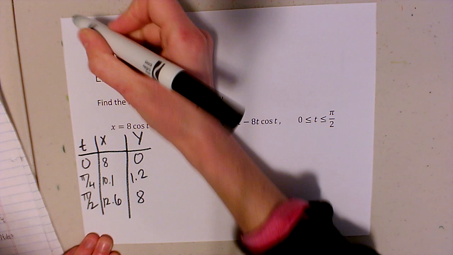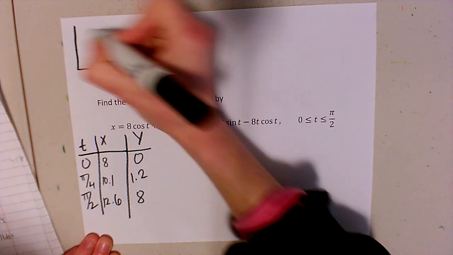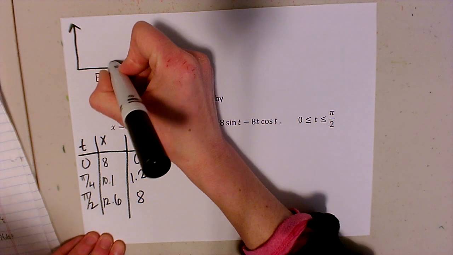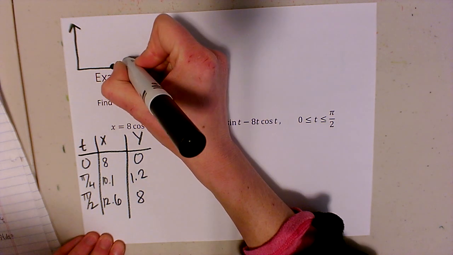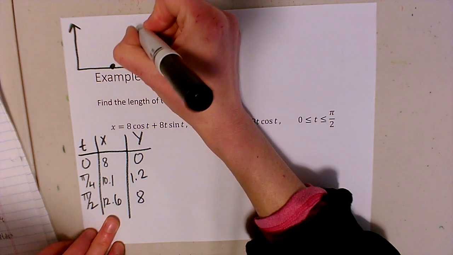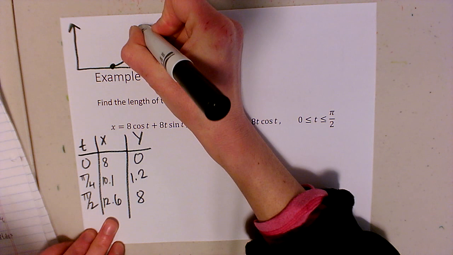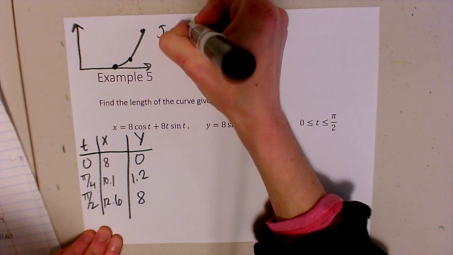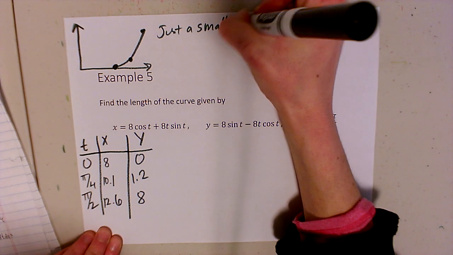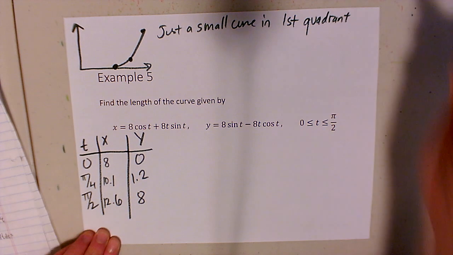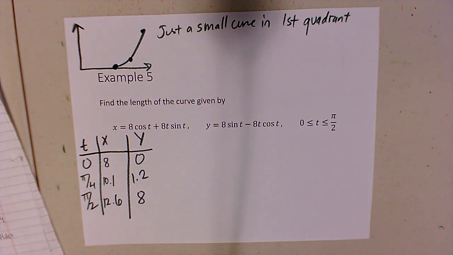So then, if I go ahead and sketch this graph, I'll do that up here. Well, everything's positive, and so our first value, we're starting at 8, 0, and then I've got 10.1, 1.2, which I could guesstimate is about there, and then 12.6 and 8, so I could guesstimate that to be about there, right? So all I'm finding the distance of is just a small curve in the first quadrant. Okay, so that's not too bad. Nothing's repeating itself, nothing's symmetric, so I can just run through this formula as is.